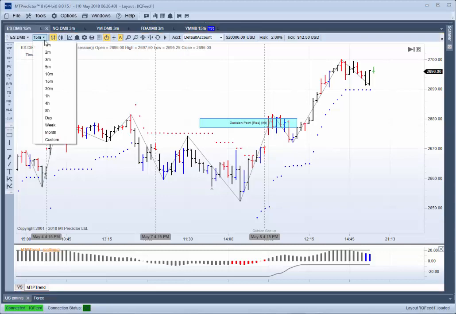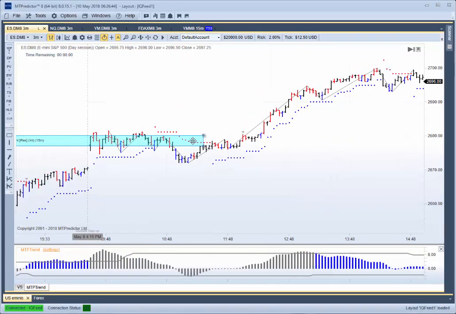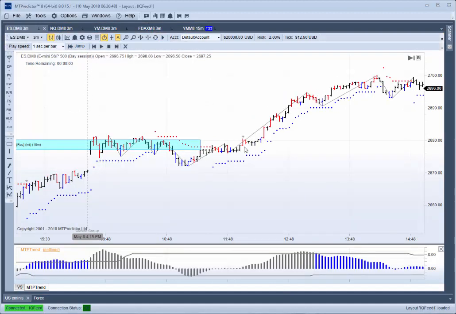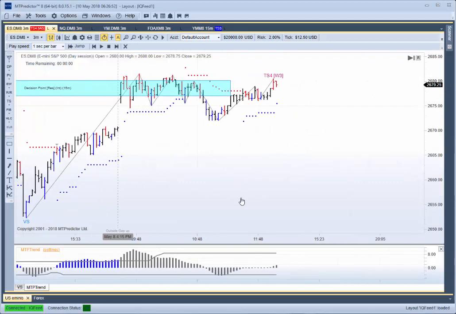So let's see how this would have looked on your 3-minute chart. In particular, how it would have looked when we go back to the potential trade setup there. So this is what it would have looked like at the time. And this is where training mode is very handy, because you can go back and view your analysis at the time without the benefit of seeing what the market has done.